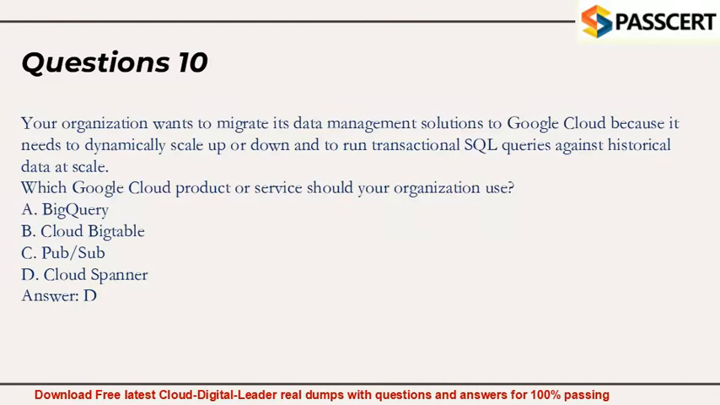Question 10. Your organization wants to migrate its data management solutions to Google Cloud because it needs to dynamically scale up or down and to run transactional SQL queries against historical data at scale. Which Google Cloud product or service should your organization use? A. BigQuery. B. Cloud Bigtable. C. Pub/Sub. D. Cloud Spanner. Answer: D.